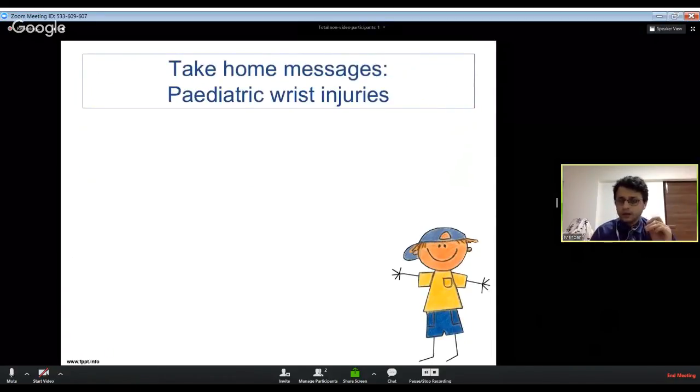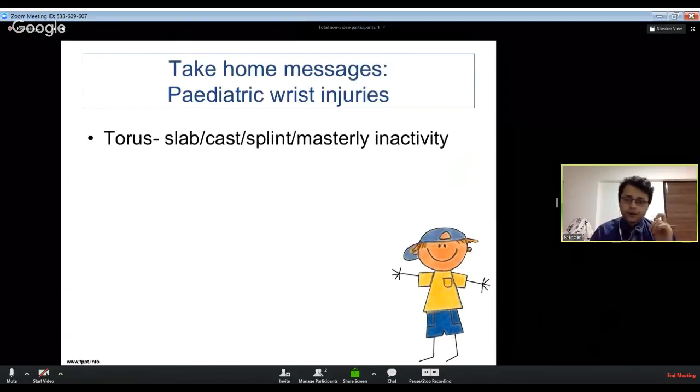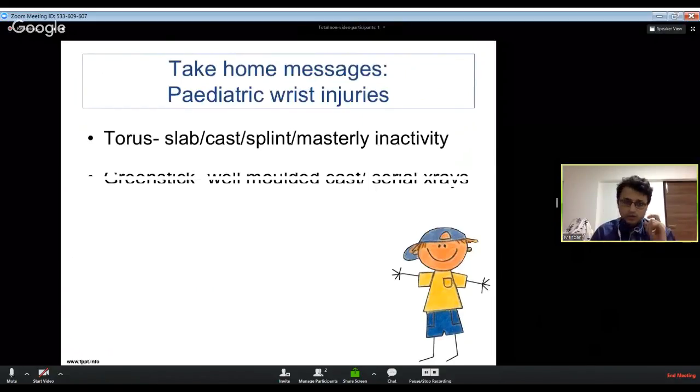Just finally, the take-home messages about my lecture today. Pediatric wrist injuries are of 4 types. Torus fractures, you can do anything, you can do a slab, masterly inactivity, thread bandage, anything. They are going to have excellent prognosis.